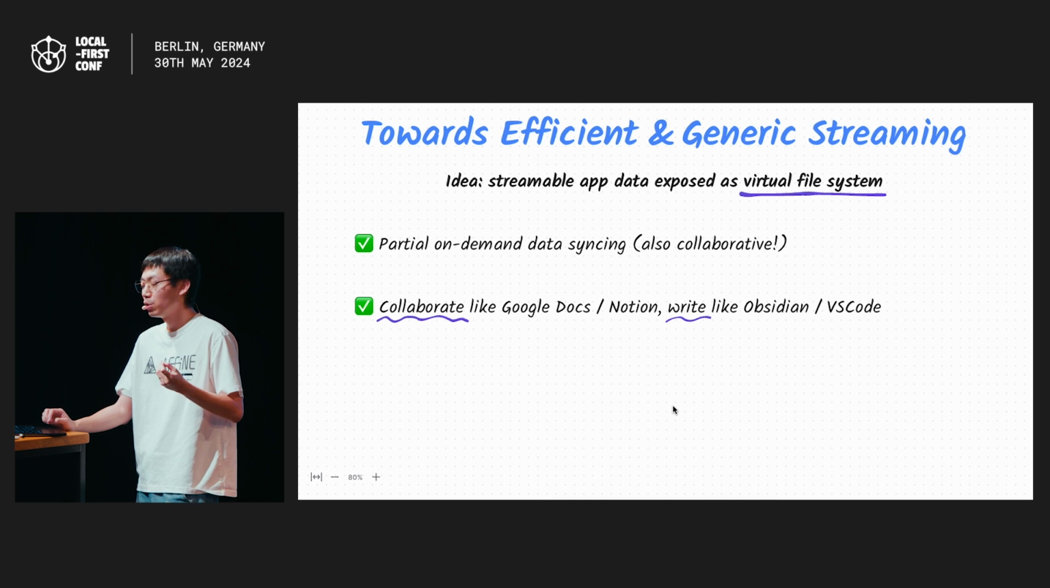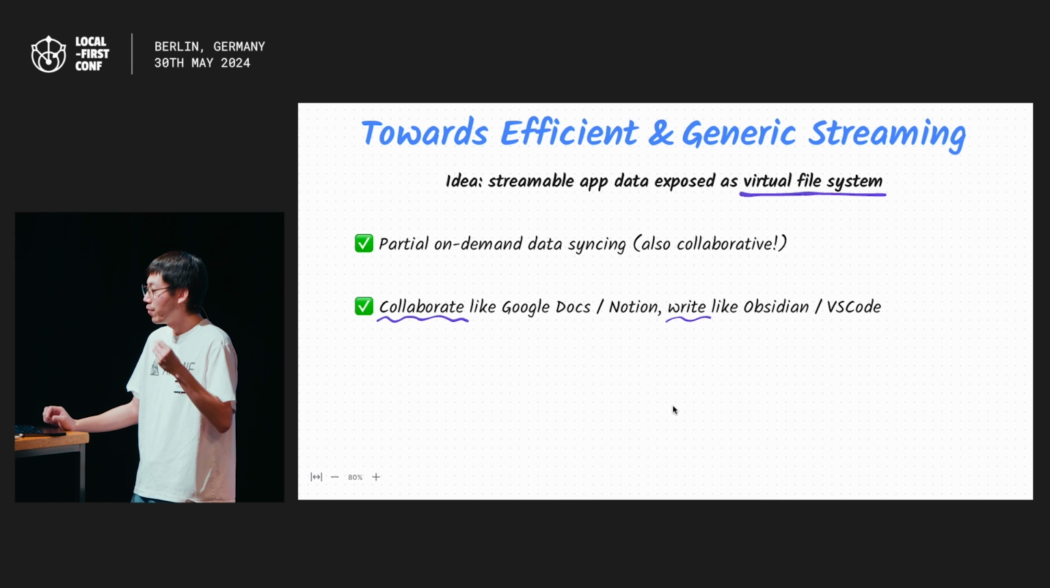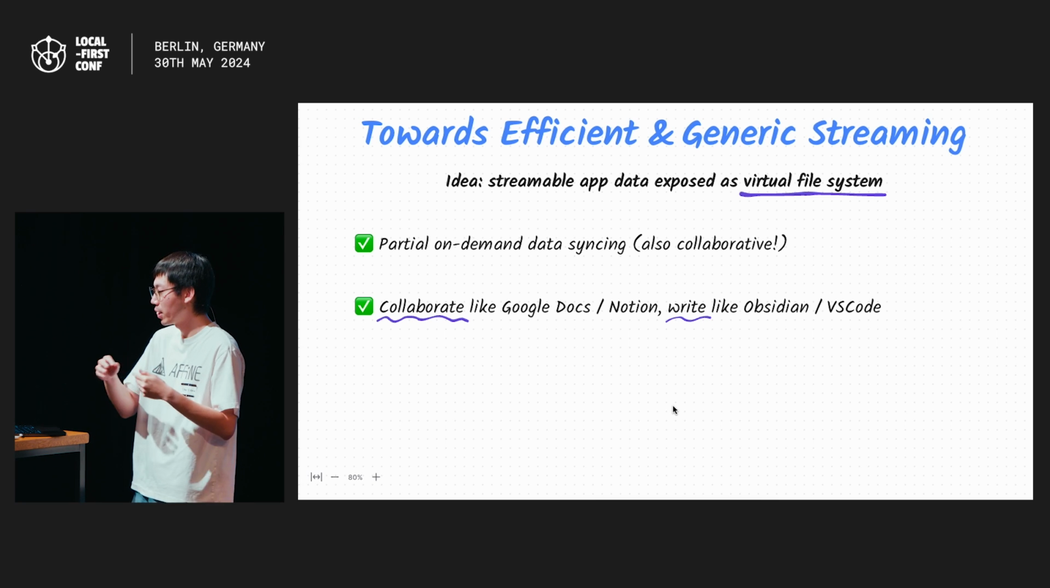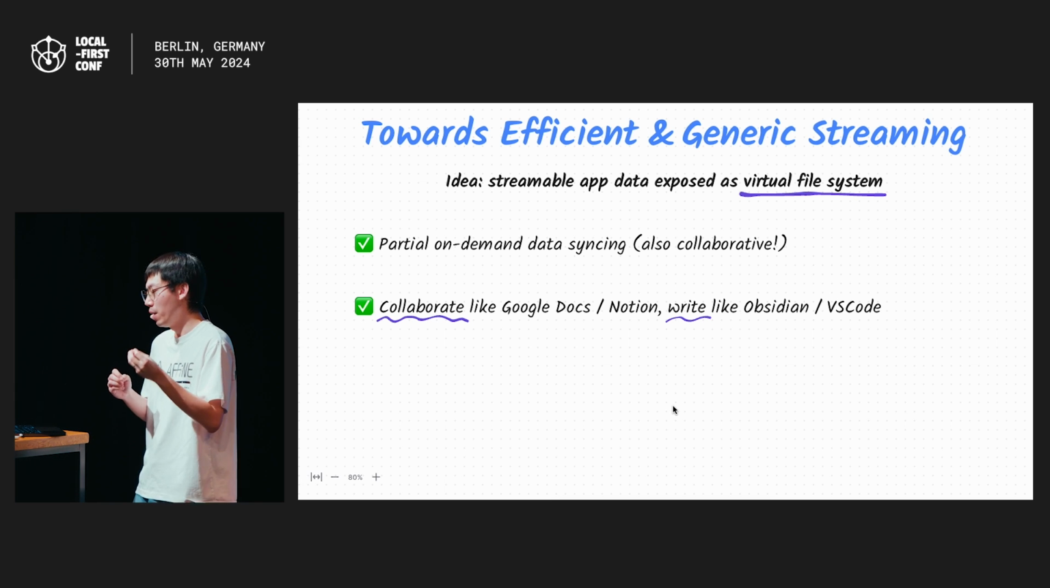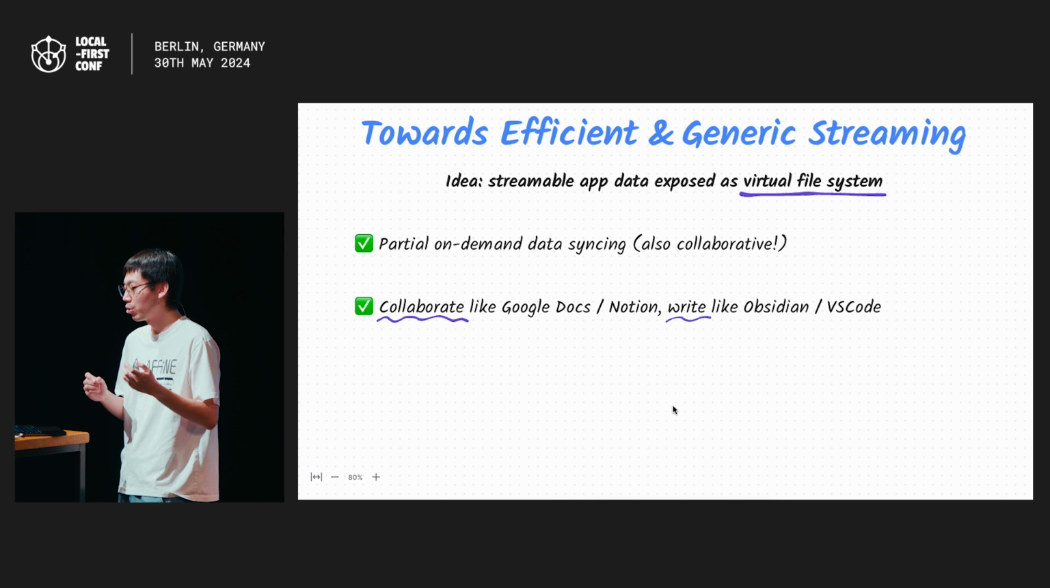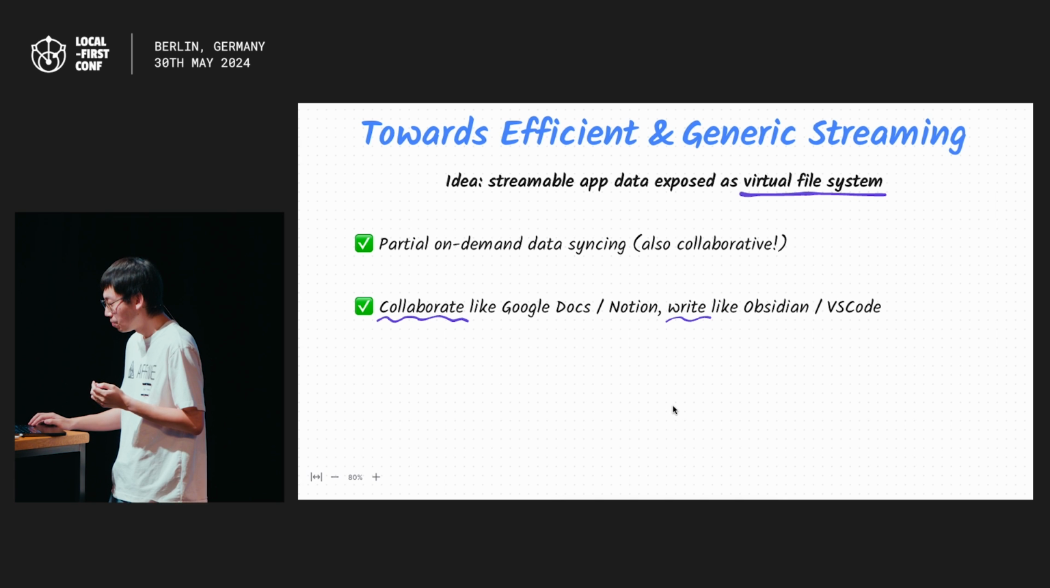So here comes the idea to go through efficient and generic streaming. By efficient, it means to support partial and on-demand data syncing that doesn't always require a replicated sync, but also remains collaborative. And by generic, it means having the generic file concept so that no matter what data structure you're using, you can have the files as a projection that users can feel, so that you can not only collaborate like Google Docs or Notion, but also write and edit like Obsidian and VS Code.